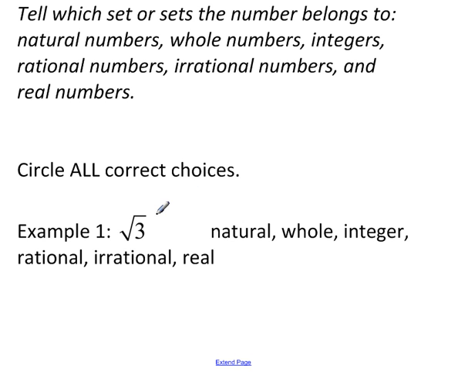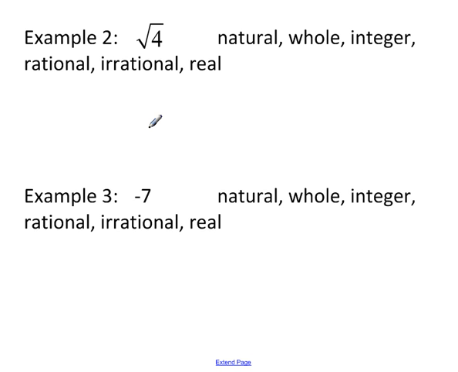Alright, so the types of questions you're going to get on your test. We're going to decide, is this number real? Well, yeah, we're going to circle real every time. So the next question is, can it be written as a fraction, or can it not? Square root of 3, can it be a fraction? No. So it's irrational, and we don't even worry about the rest of that stuff, because if it's irrational, it can't be anything else.